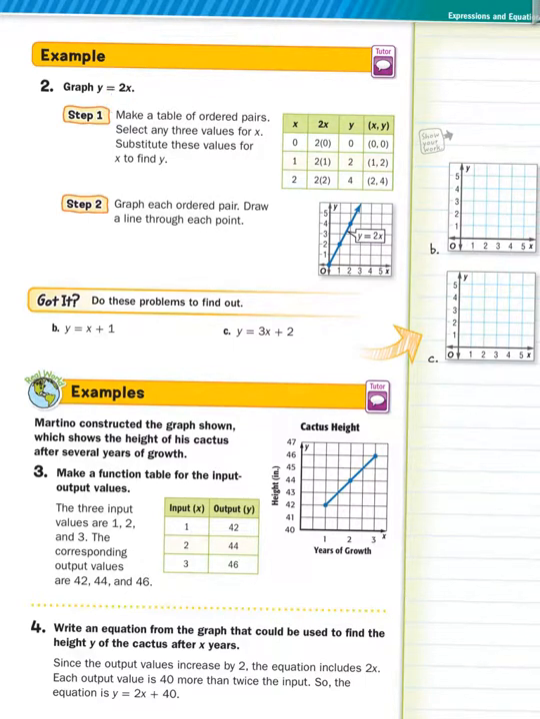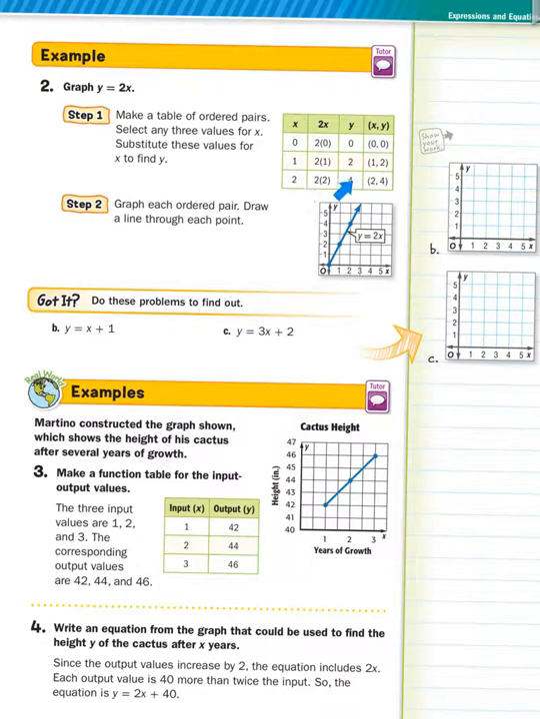Now, to graph that, let me show you what you would do. First thing is, remember, with your independent variable, you can make it whatever you want. So your best bet for the easiest work is to make it 0, 1, and 2. Now remember, the rule is 2 times x. So here we have 2 times x. 2 times 0 is 0. 2 times 1 is 2. 2 times 2 is 4.